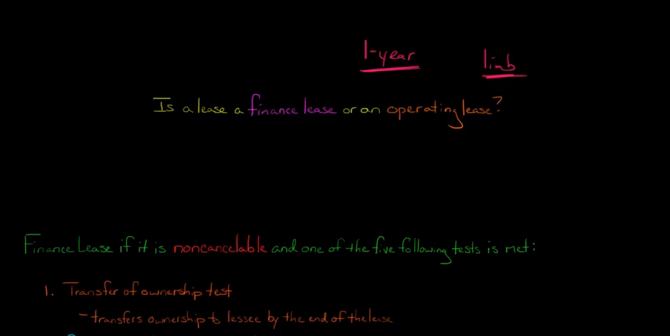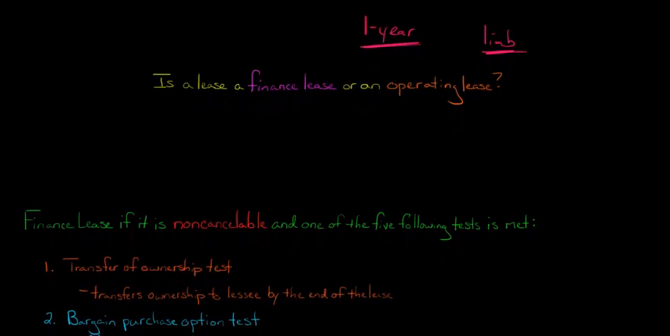The transfer of ownership test basically says, if by the end of the lease the legal ownership of the property, the asset that's being leased, has been transferred to the lessee, then we need to classify it as a finance lease, because clearly ownership or control is being transferred from the lessor to the lessee.